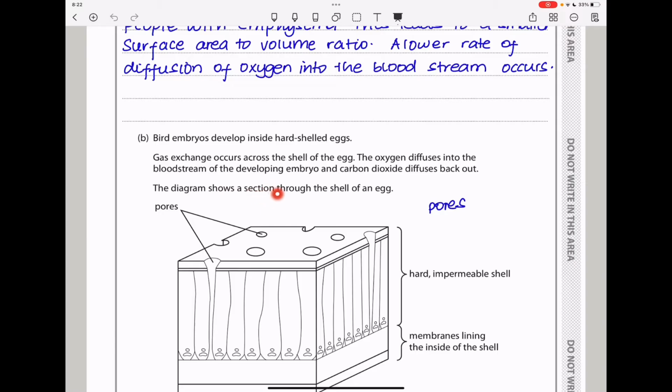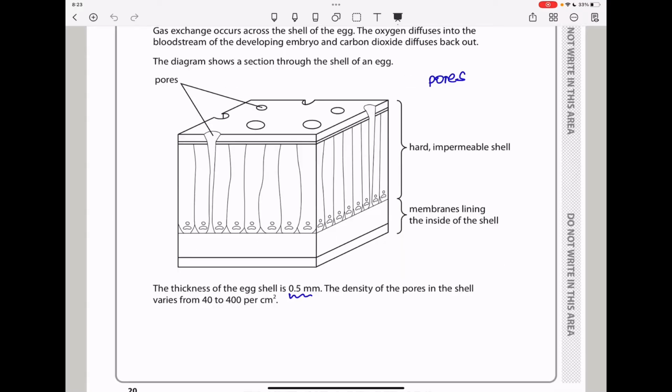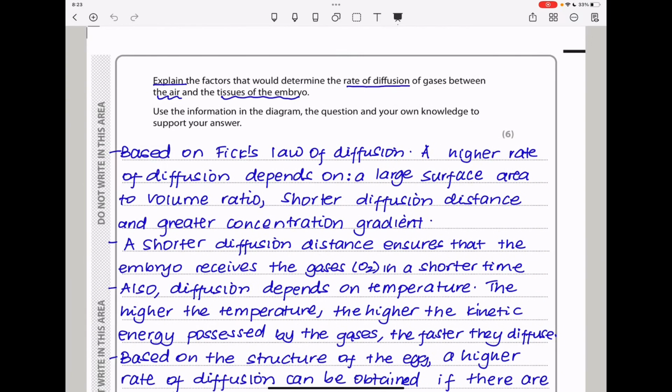The diagram shows a section through the shell of an egg. So in this section we see there are pores through which these gases are going to pass. We have a hard impermeable shell. That is for protection. Down there are membrane linings inside the shell. The thickness of the egg shell is 0.5 millimeters, and the density of the pores in the shell varies from 40 to 400 per centimeter squared.